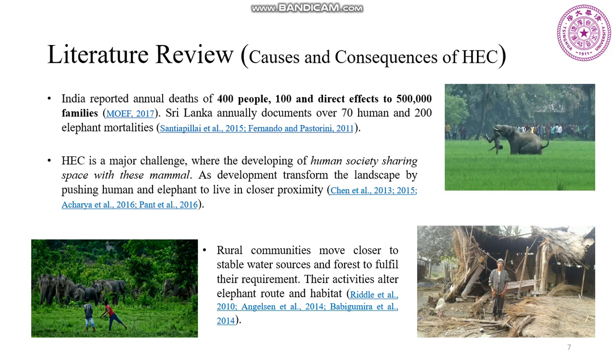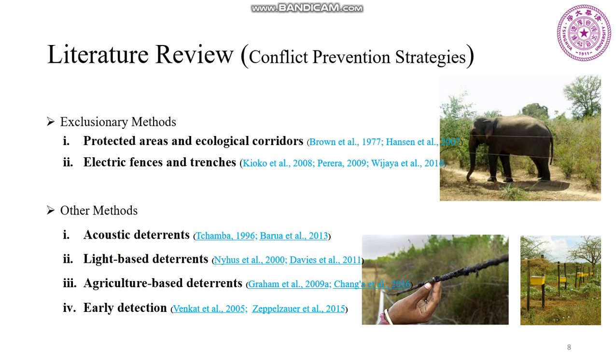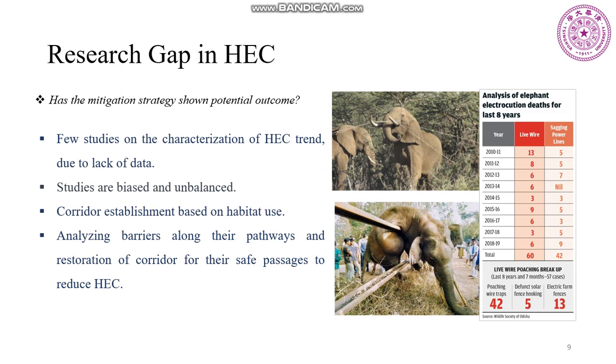Few research studies have been done on HEC, trying to control it through mitigation approaches like protected area management, ecological corridor establishment, and different kinds of deterrents. So what are the gaps? If we ask whether the mitigation strategies have shown potential outcomes, we found that most of the fences, that is electric fences, are turning out to show opposite results. That means they are taking elephant lives. There are many other gaps that I have written here.